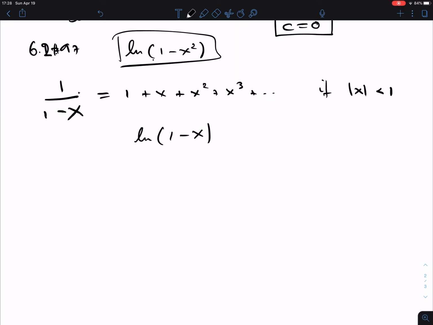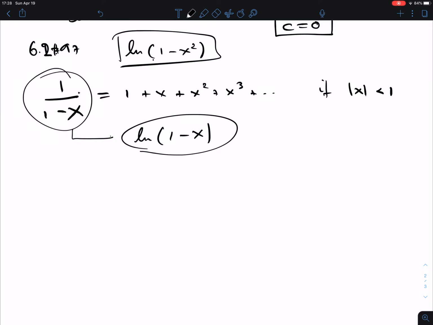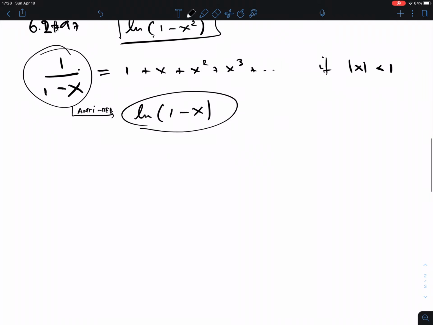Now, why can I even do that? Because if you think about it, if I take the derivative of this guy, I get this one. So put differently, taking antiderivatives gives me this. Well, I have to be a little bit careful with the negative sign. I'll think about that later. But for now, I'm going to just do that.